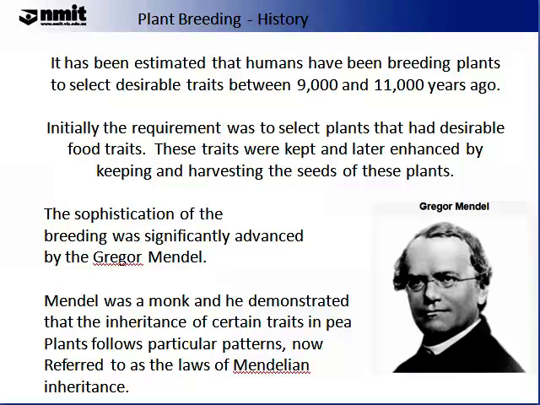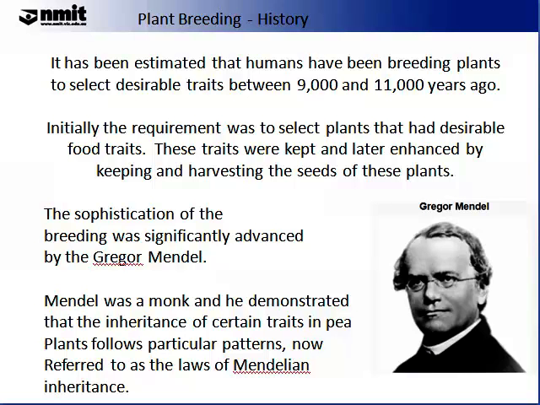The manipulation of breeding by humans began with plants, and it is estimated that we have been selecting for desirable traits from about 9,000 to 11,000 years ago. Initially, the requirement was to select plants that had desirable food traits. These traits were kept and later enhanced by keeping and harvesting the seeds of these plants.